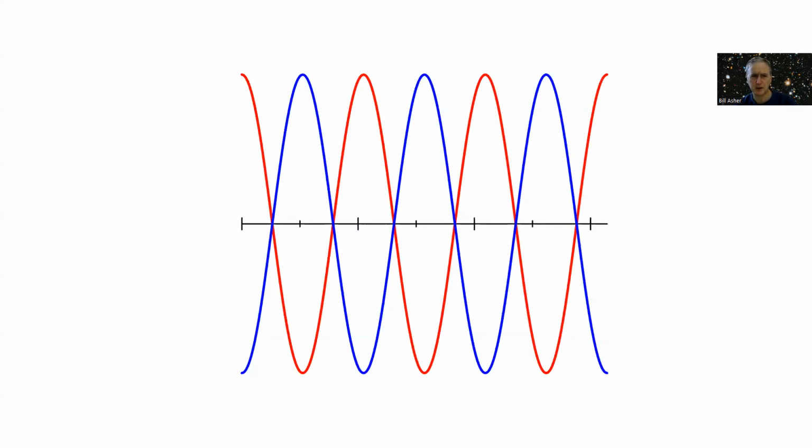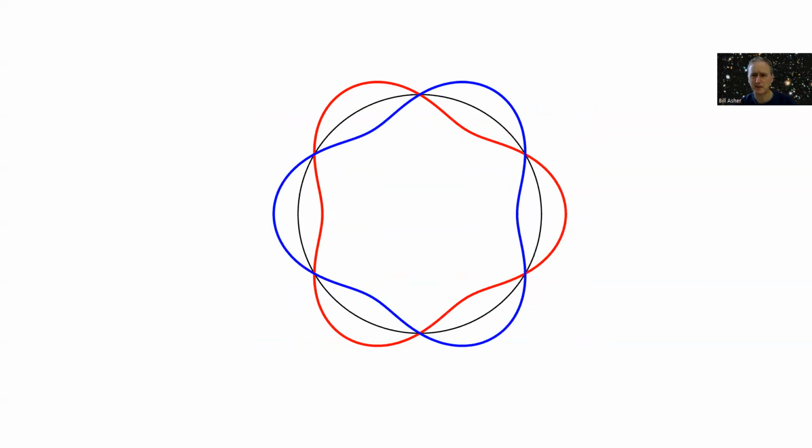Well, let's look at three integral wavelengths. So three integral wavelengths: there's one, there's two, there's three. And if we bend that around in a circle, it looks like this, right? So now the electron can be starting high, going low, coming back to high.